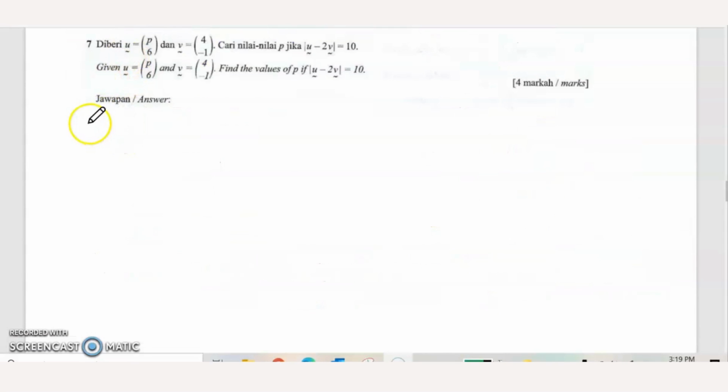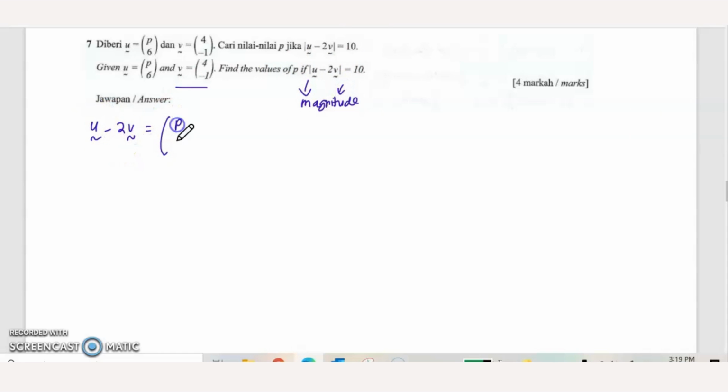7, given that U is equal to (P, 6) and then V is equal to (4, negative 1). Find the value of P when the magnitude of U minus 2V is 10. This is the magnitude. So magnitude dia ada formula dia. So sekarang ni kita kena dapatkan dulu, masukkan this vector untuk dapatkan nilai magnitude dia. You kena tolak dulu lah U minus 2V.